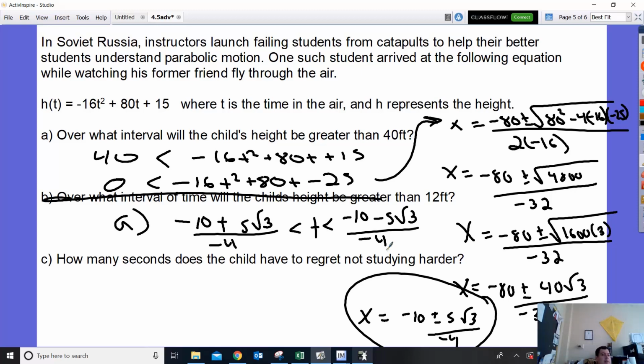This example B is basically the same thing, so we're not even going to mess with it. Example C is how many seconds does the child have to regret not studying harder before the kid hits the ground. So you're going to take the equation and set it equal to 0. I'm not going to run you through the quadratic formula on this, but if you did it with the quadratic formula, kids, you'll be done with it. I don't think there's really enough time to do another problem.